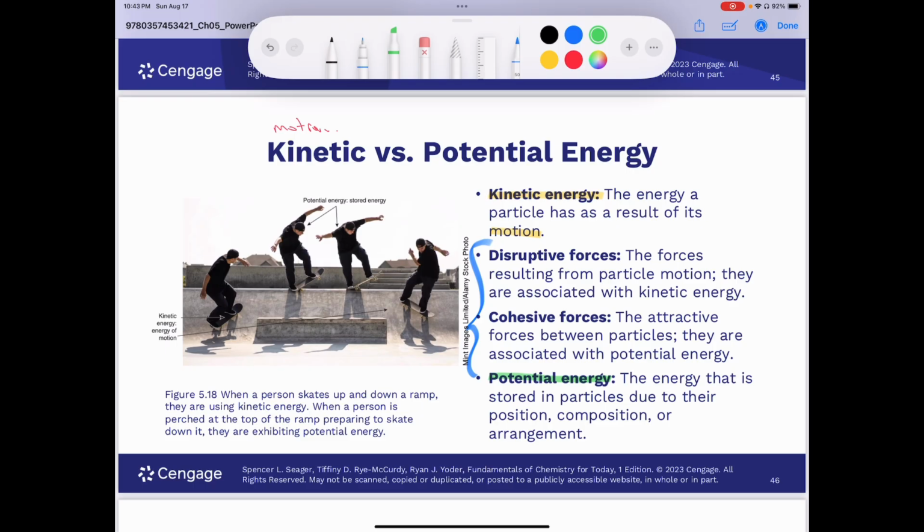If you eat a piece of meat, or maybe meat isn't a great example, let's say you have a chocolate bar. It has sugar in it. Well, where does the energy come from? It comes from the bonds in the molecules of sucrose, that taste so good. So again, kinetic energy is the energy associated with motion. Potential energy is energy due to position. Then we have disruptive forces that are a result of particle motion. They're associated with kinetic energy. And then you have cohesive forces. They are associated with potential energy.